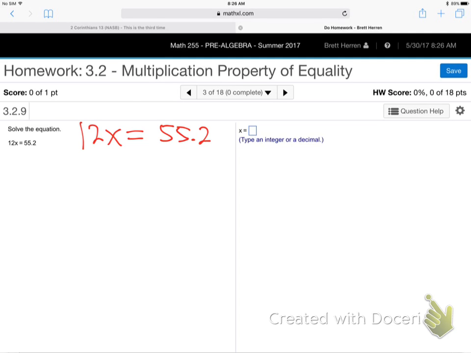$12x is 55.2. So here's the wall. X is saying I want to be alone. So do we subtract 12 or divide by 12? Divide, because that 12 is right up against x. Multiplied. So the opposite of multiplication is division.